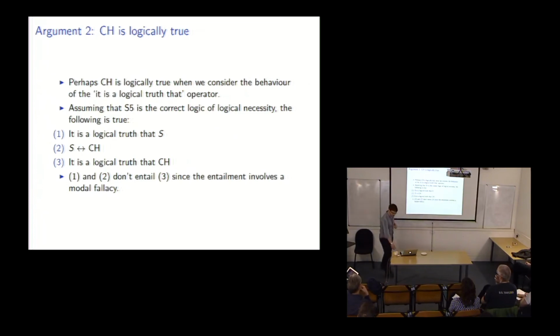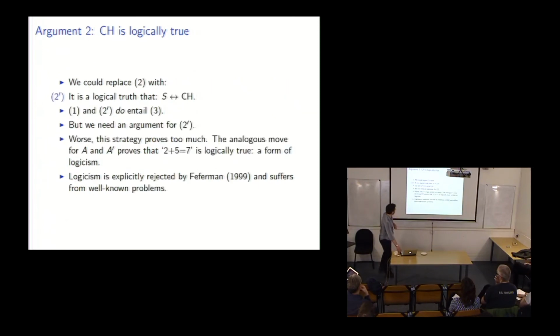What would be a valid argument is if we removed 2 and replaced it with that. It's a logical truth that S if and only if CH. Then 1 along with that really would get you to the bad conclusion that the continuum hypothesis is a logical truth. But we need an argument for 2 primed, for that claim being a logical truth, which is at least far from obvious. And I think worse still for our opponents here, that sort of strategy is going to prove too much.